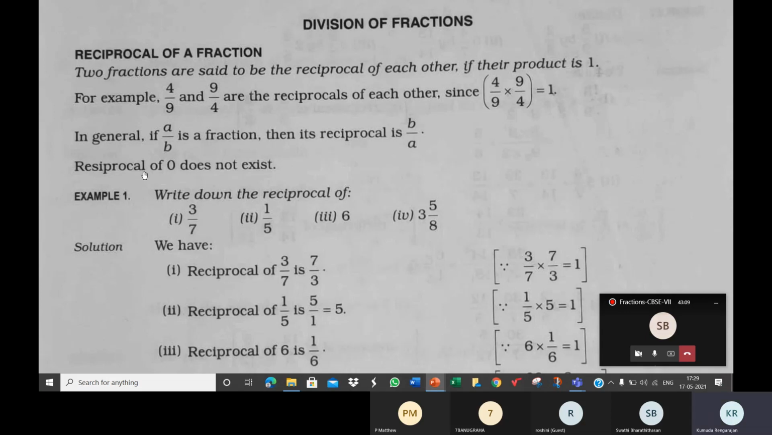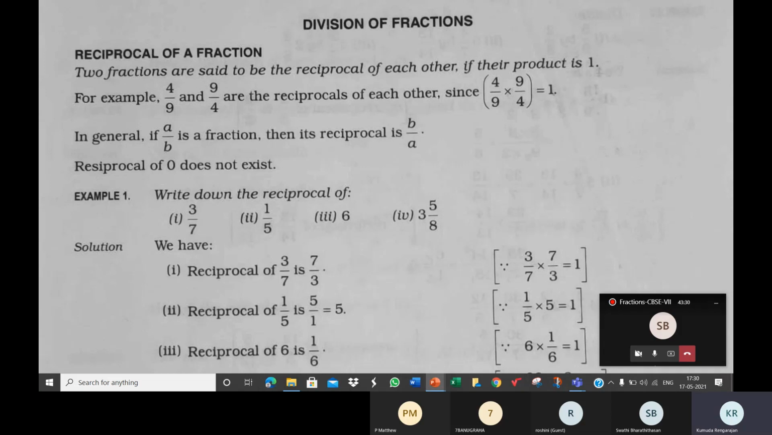And the important thing: the reciprocal of 0 does not exist. 0 can be regarded as 0 by 1, because 0 by 1 is also 0. In fact, 0 by 2 is also 0. 0 can be written in many ways.